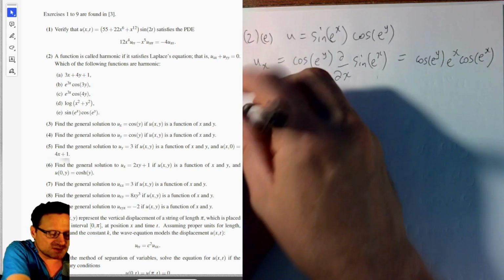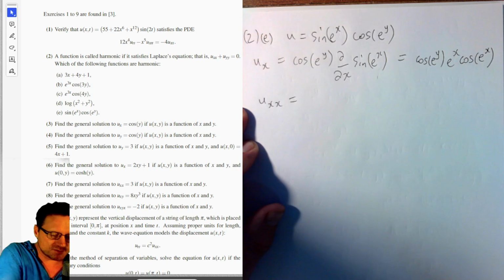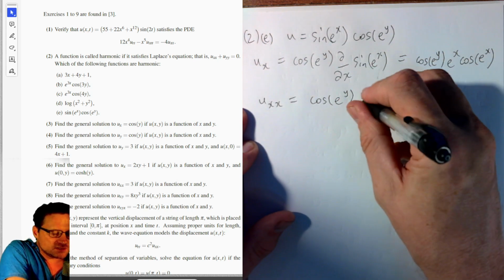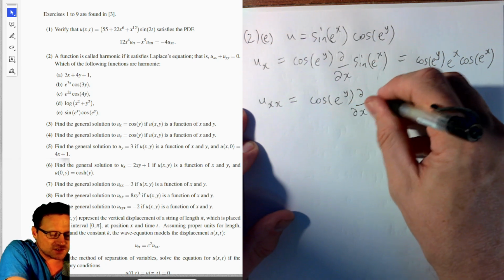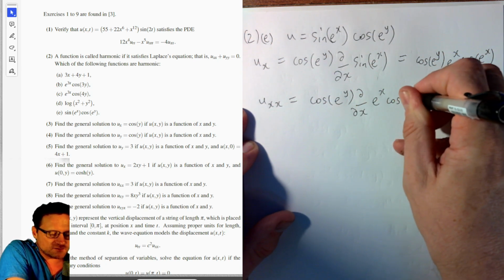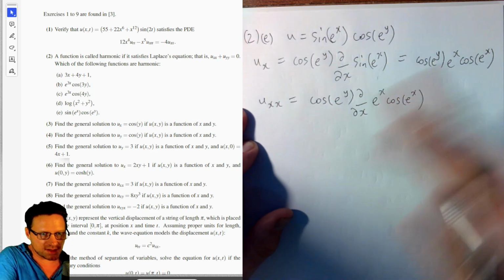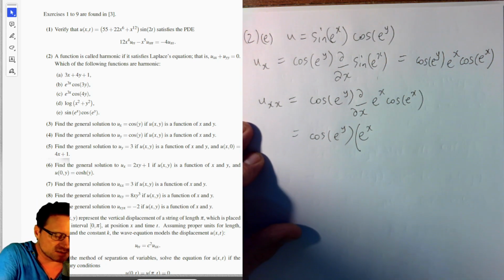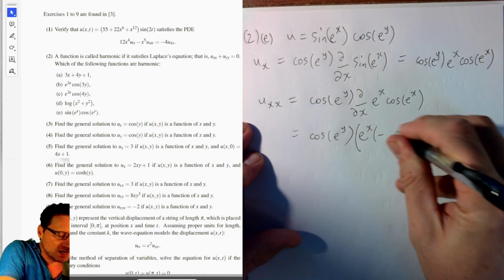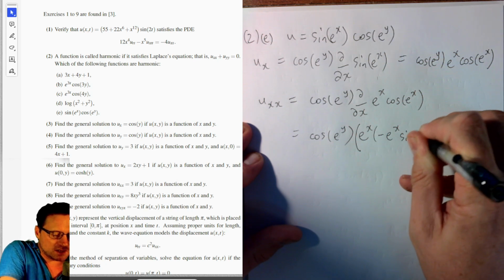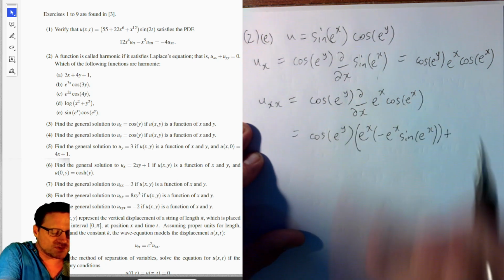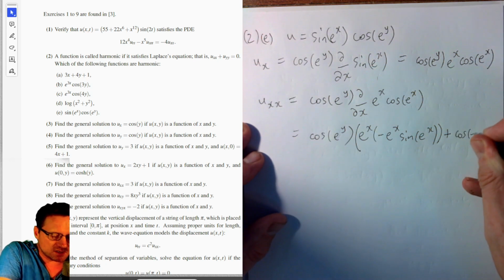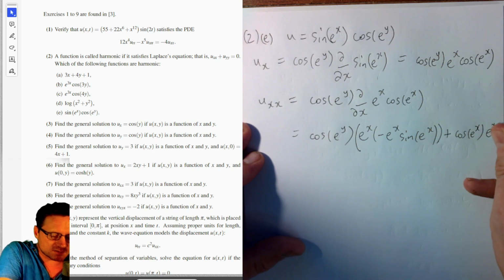So we have cos of e to the y times e to the x times cos of e to the x. Okay, now differentiating that again with respect to x, we have cos of e to the y times the derivative with respect to x of e to the x cos of e to the x. Now for this, we need the product rule and then the chain rule. Okay, brackets, e to the x times the derivative of cos of e to the x, which is minus e to the x sine of e to the x. Okay, and then plus, and we swap the roles of these.